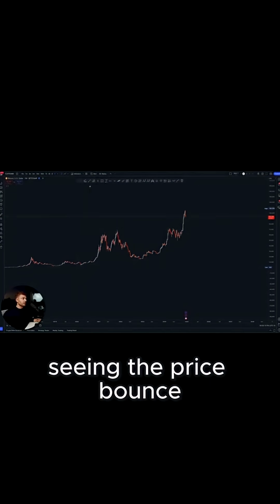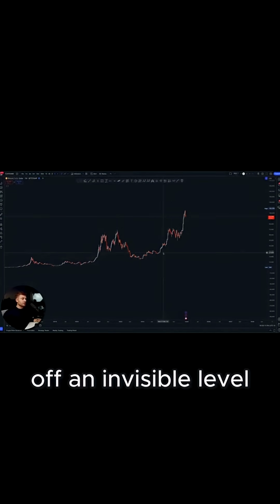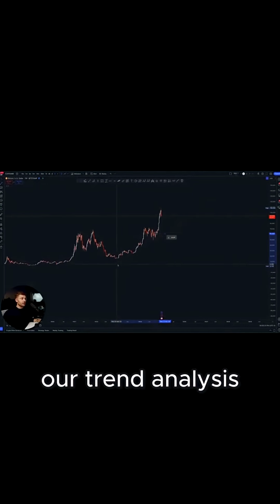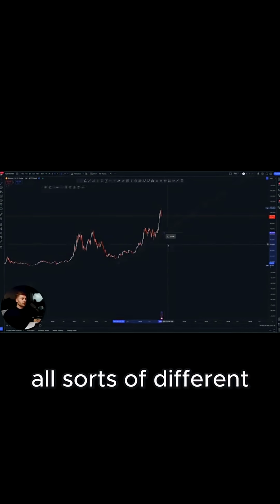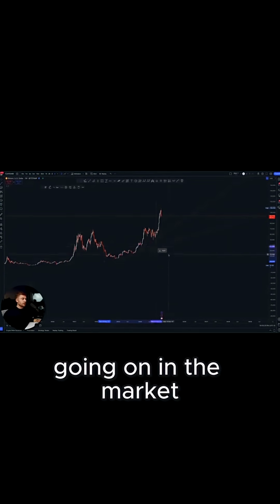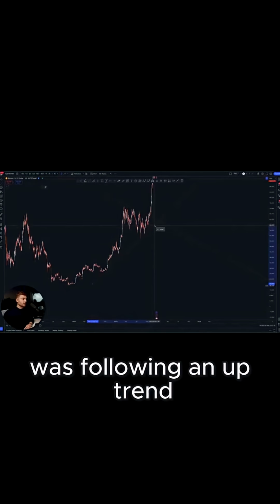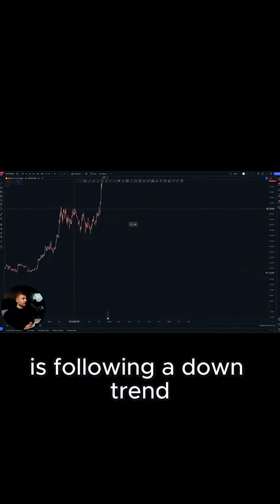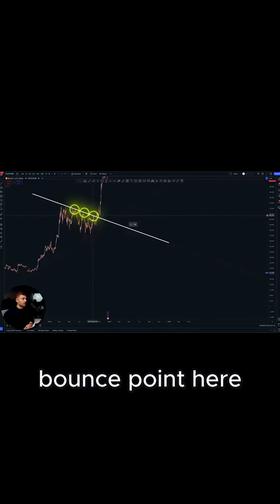So anytime we're seeing the price bounce off an invisible level or seemingly invisible level, this is going to fall back into our trend analysis, but we can see there are all sorts of different trends going on in the market. All right, you'll see, so this was following an uptrend. You'll see bounce point here, bounce point here, bounce point here. This is following a downtrend, bounce point here, bounce point here, bounce point here.